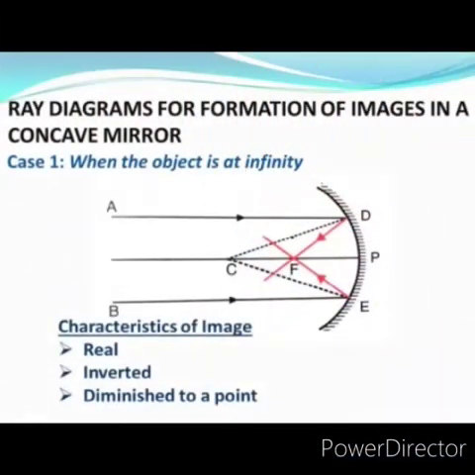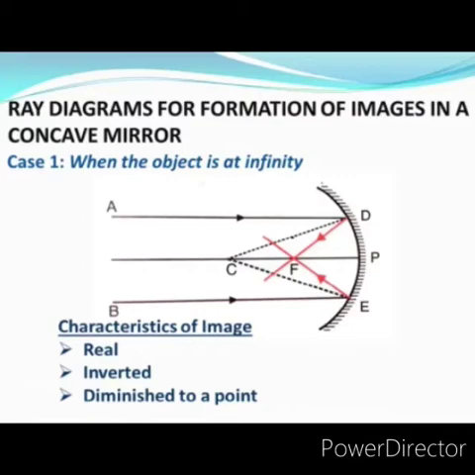Now the next topic is ray diagram for formation of images in a concave mirror. Children, in concave mirror there are many cases which we will discuss one by one. Let's see. Case 1. When the object is at infinity. When the object is at infinity, then all the rays of light reaching the concave mirror subtend nearly the same angle. So they can be treated as parallel to each other.